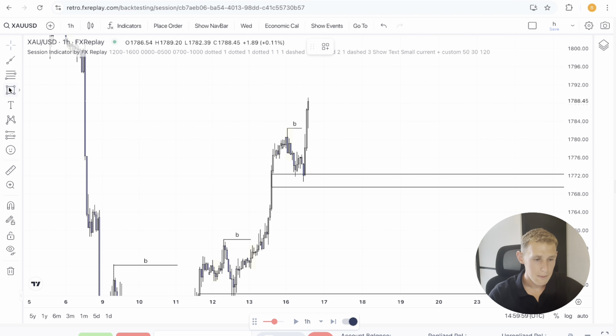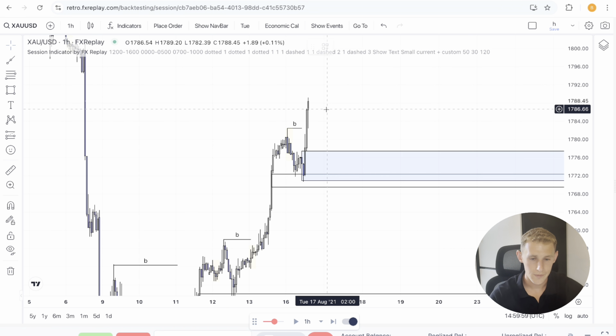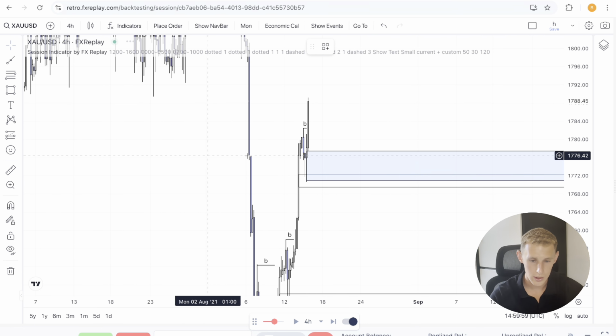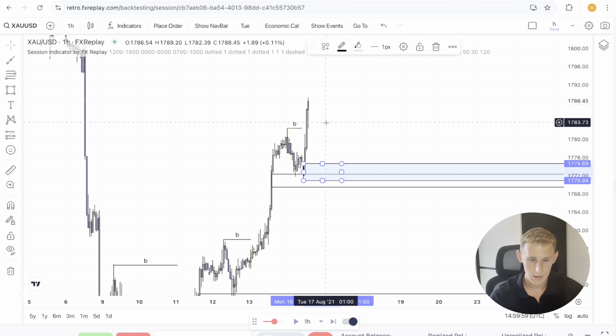Next buying area, maybe we could see price retrace back into, you know, we have like this whole demand zone right here. If we look on the 4 hour, what does that look like? Yeah, so it's that whole area really, or you could even refine it to this demand zone.